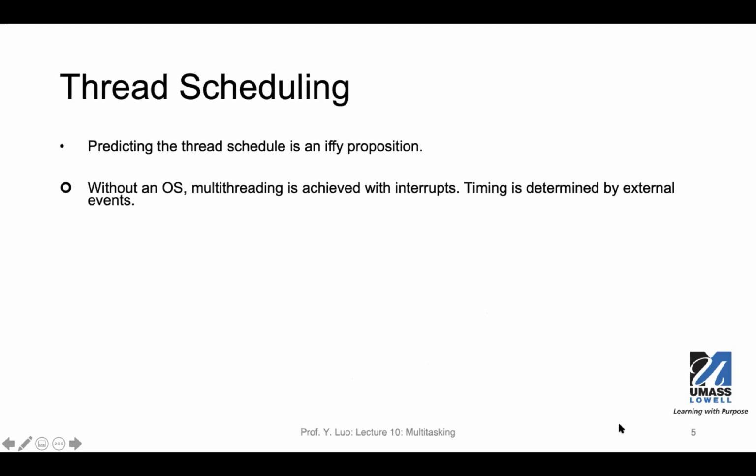When you have multiple threads, the scheduling of those threads or the orders of their execution is not always well-known, well-defined. There are different variables, different dynamics. Predicting the thread scheduling is an iffy proposition. If there's no operating system, multi-threading is achieved with interrupts. So interrupts could be coming externally or could be internal. So the timing of these threads or the execution order is determined by these events.